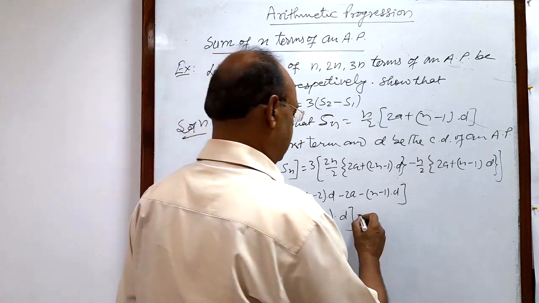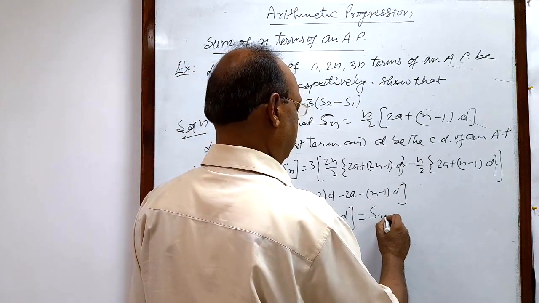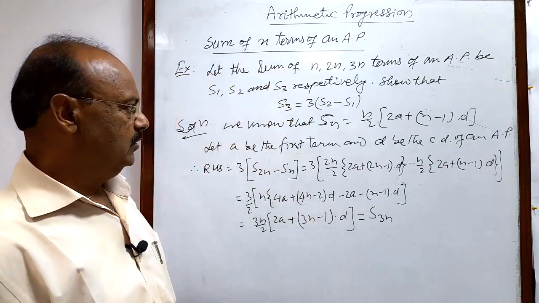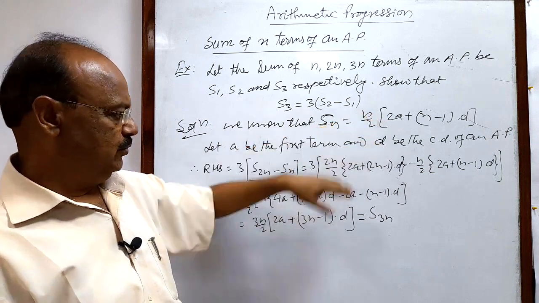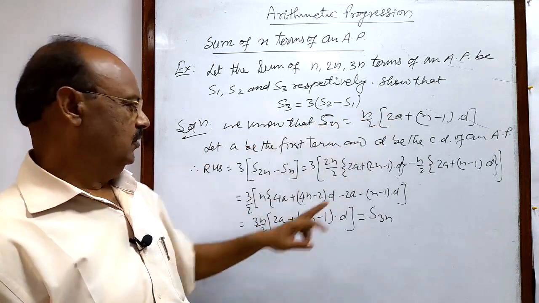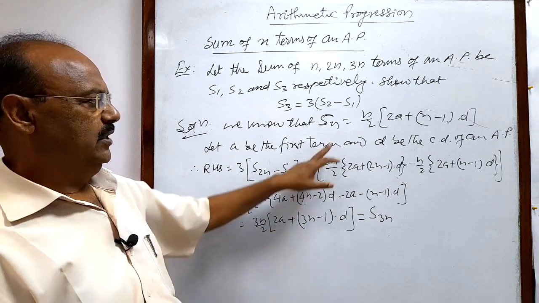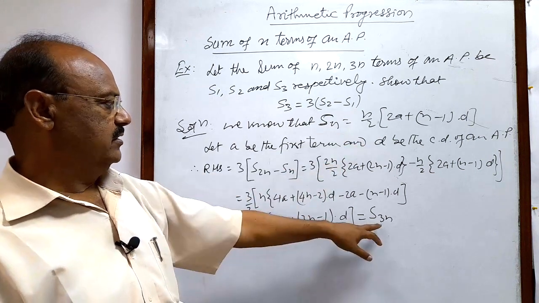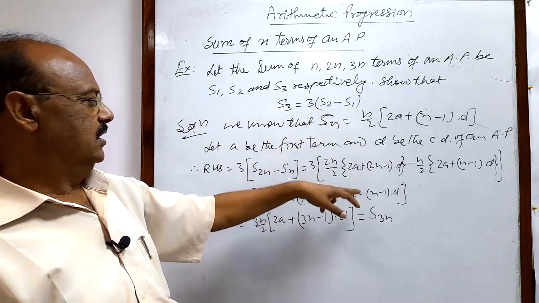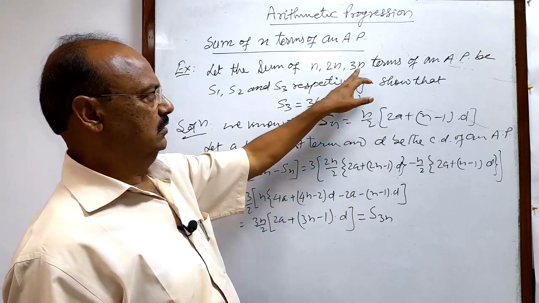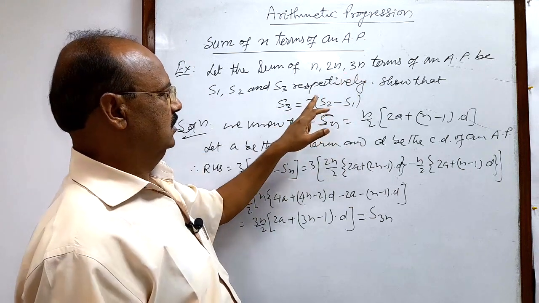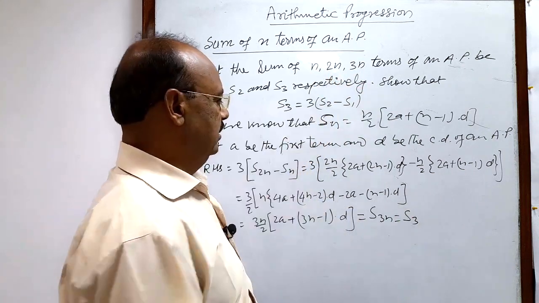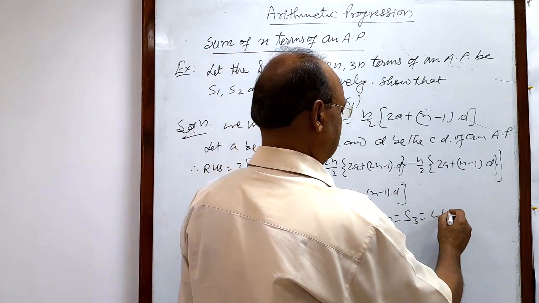So is it equal to S3n? Of course yes, isn't it? Because looking at this formula and comparing these two expressions, in place of n we have 3n. So this is equal to S3n. So we are getting the result here. The sum of 3n terms, S3n, is equal to S3, and this S3 is the left hand side.